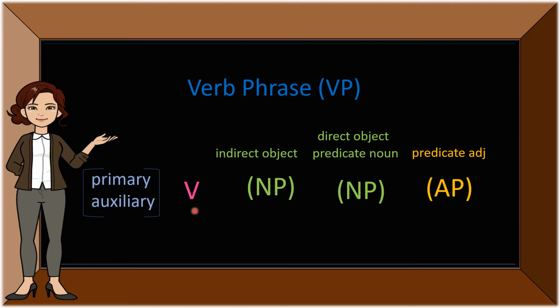Now, this verb is going to dictate what comes behind it. If it's an intransitive verb, it requires no complement at all. We call that zero complement. If this verb is a transitive verb, you're going to have a direct object. You might have a direct object plus an indirect object. If this verb is an intensive verb, you have maybe a predicate noun or a predicate adjective.